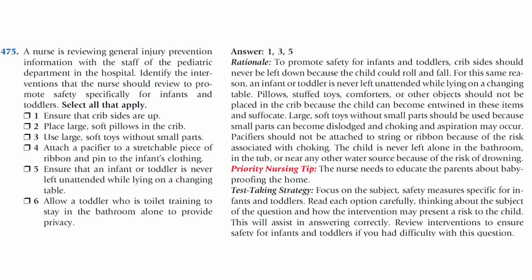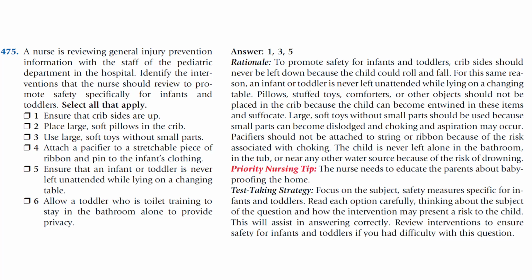475. A nurse is reviewing general injury prevention information with the staff of the pediatric department in the hospital. Identify the interventions that the nurse should review to promote safety specifically for infants and toddlers. Select all that apply. 1. Ensure that crib sides are up. 2. Place large, soft pillows in the crib. 3. Use large, soft toys without small parts. 4. Attach a pacifier to a stretchable piece of ribbon and pin to the infant's clothing. 5. Ensure that an infant or toddler is never left unattended while lying on a changing table. 6. Allow a toddler who is toilet training to stay in the bathroom alone to provide privacy.